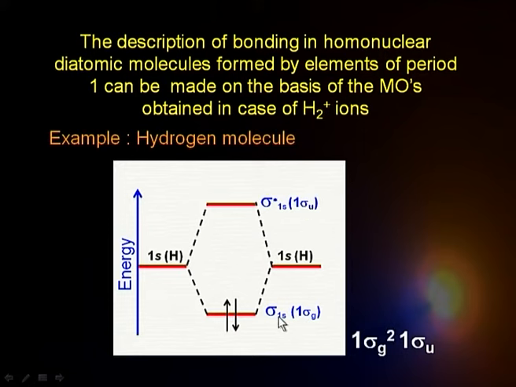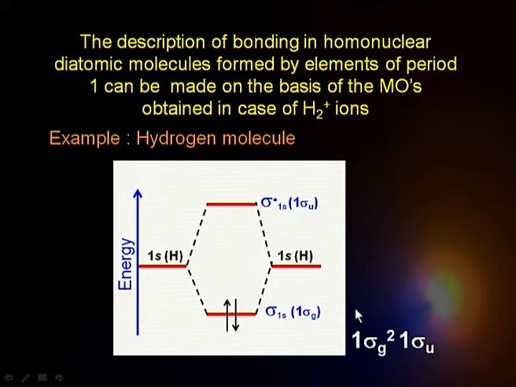Since each of these hydrogen atoms has only 1 valence electron, the 2 put together give me 2 electrons, and these 2 electrons have to be filled. So, we use the Aufbau principle, that is, we start with the lower energy level. We put the first electron there, the second also goes over there, and then in accordance with our requirement of Pauli's principle and Hund's rule of multiplicity, we find that the molecular orbital electron configuration of hydrogen molecule comes out to be (1 sigma g)2, (1 sigma u)0, and there is no electron in that.